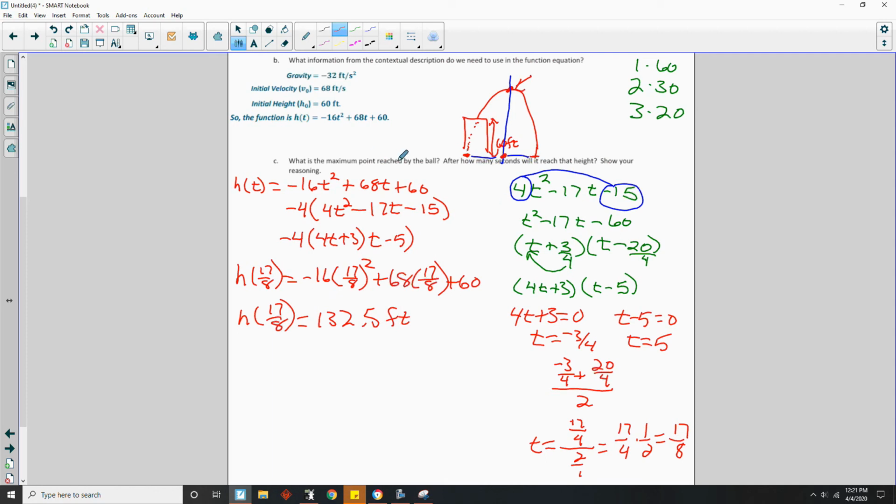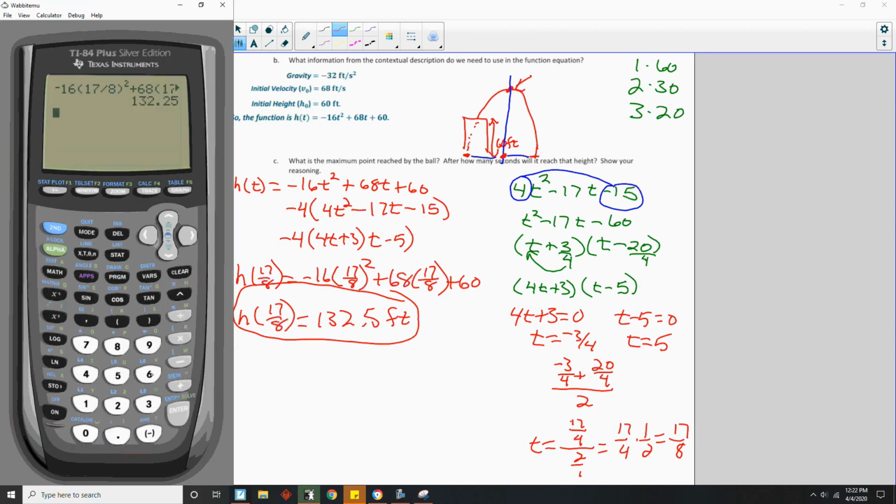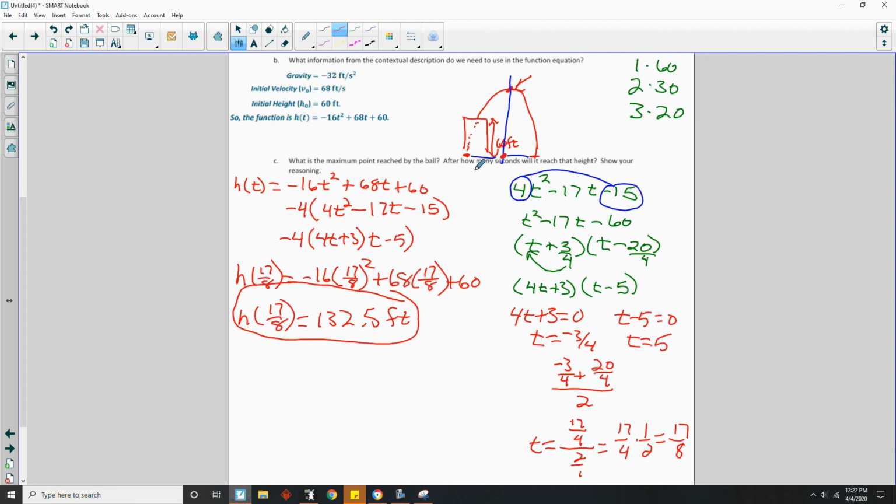So what is the maximum point reached by the ball? 132.25 feet. After how many seconds will it reach that height? 17 divided by 8. So if I want to put that in decimal form, 17 divided by 8, 2.125 or 2 1/8. Okay? So after how many seconds? It would be t equals 17 eighths, which equals 2 1/8 seconds.